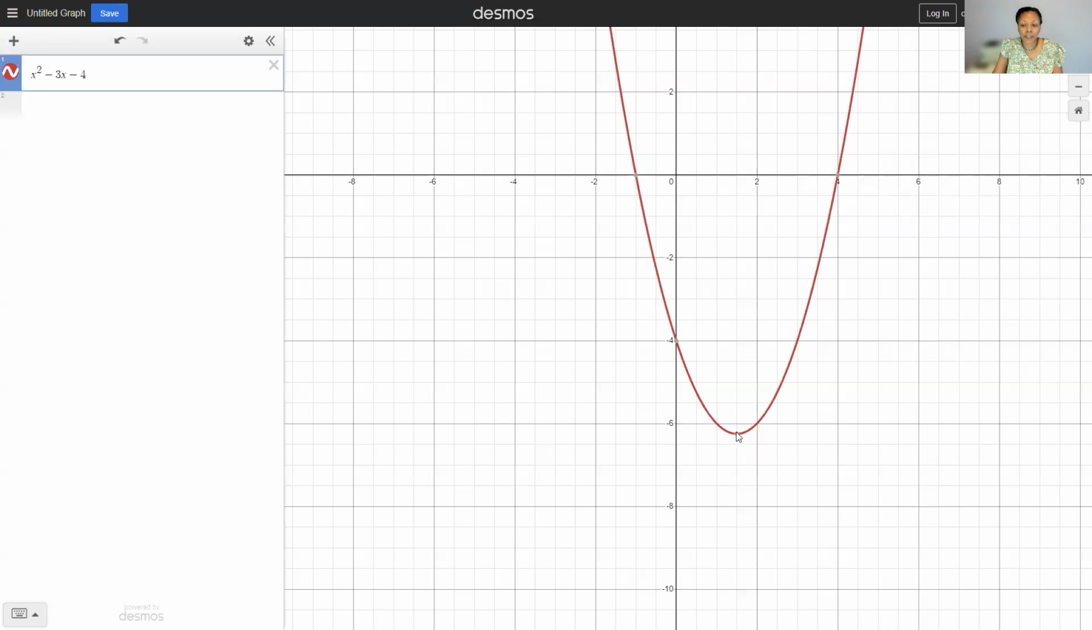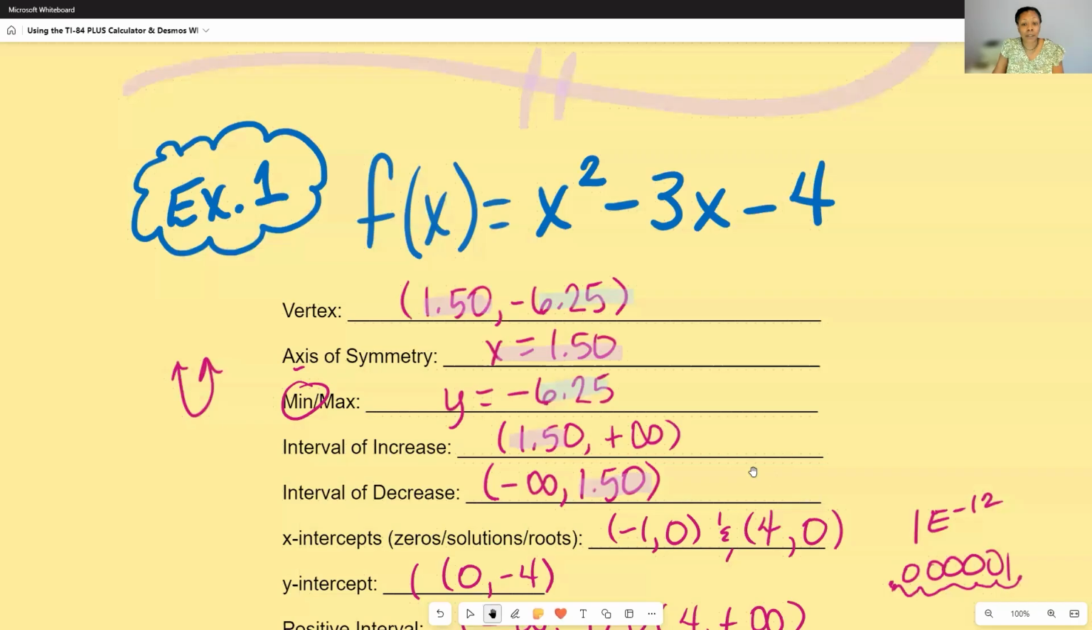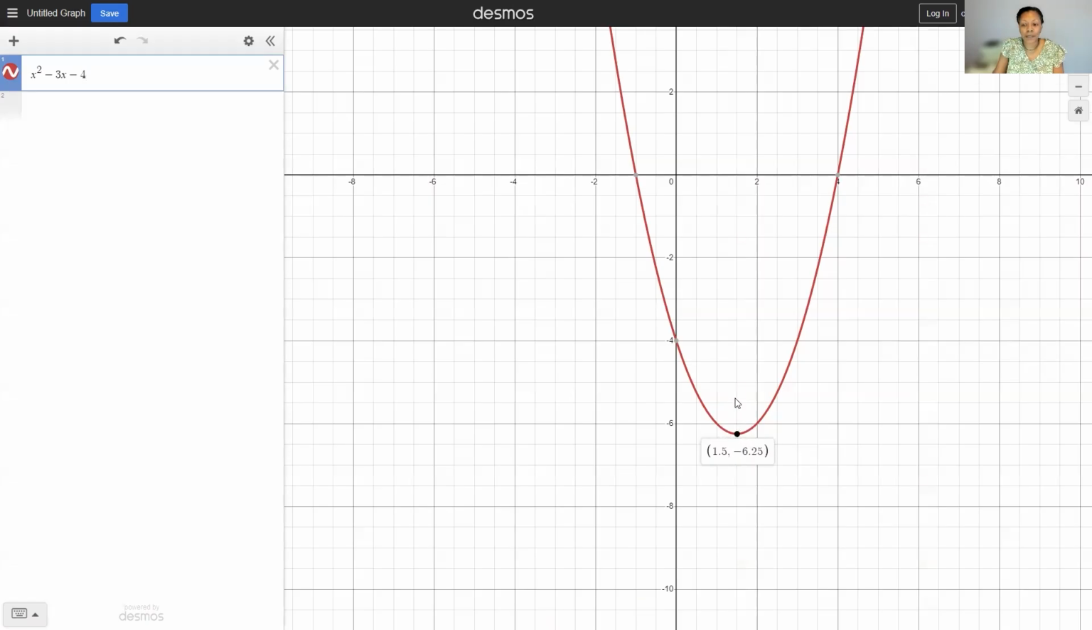So if I clicked here, it tells me that my vertex is 1.5. I wrote it as 1.50 and -6.25. That's what we wrote, right? My axis of symmetry is always whatever the vertex x portion is, and my max or my minimum is always the y portion. Same thing here. So my x would be at this 1.5. You can't really see it, but there's a 1 here, and then this is 0.5. And then, of course, your y is -6. And then if you go down in between, somewhere around here, it's -6.25.